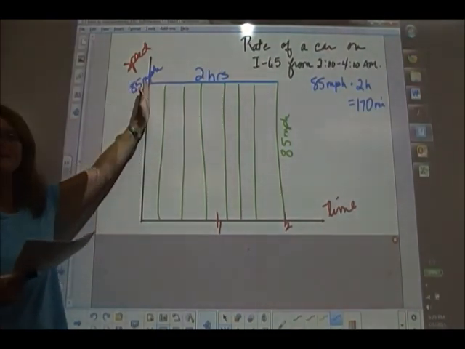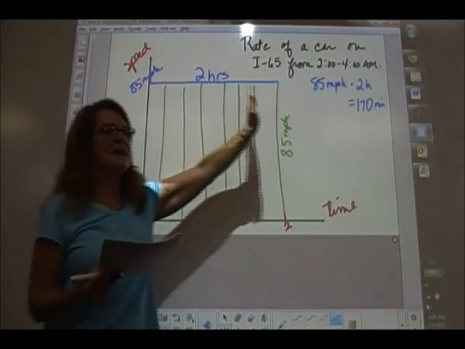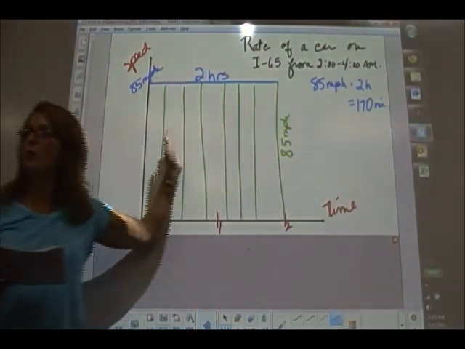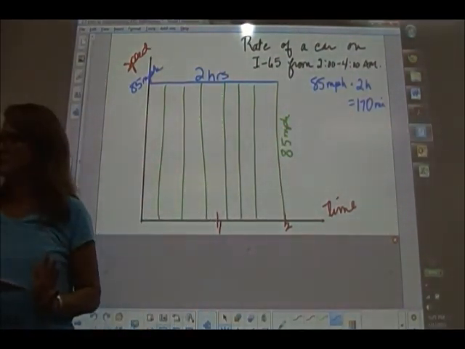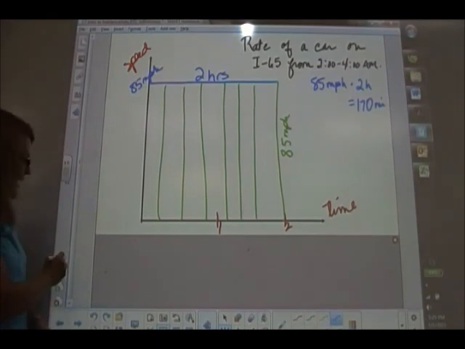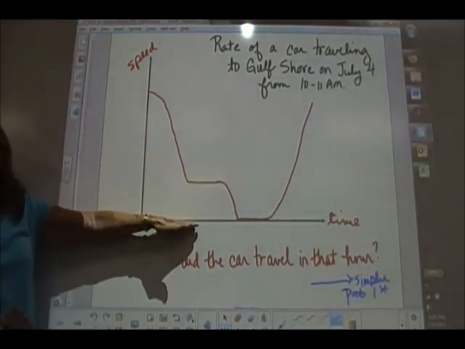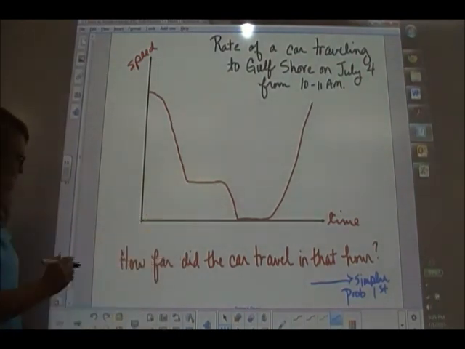So if this was the beginning of my trip, and this was the end of my trip, I would be 170 miles from where I started. We're coming back to this one in just a few minutes. We've got to figure out a way how to get that area under that curve, or between this curve and the x-axis. So let's do a couple more simple ones.